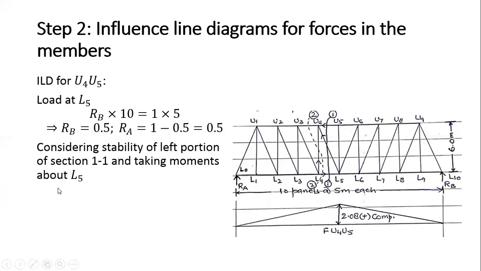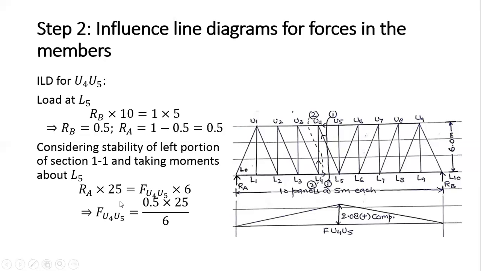Now after this, when the load is acting at 5, I have to consider the stability of the left portion 1, 1. When the load is here, I have to take the moment about L5. So RA into this distance, which is 25 here. Every distance from here is 5 meter, 5 meter, 10, 15, 20, and then 25. So RA into 25, this is your clockwise. So this force F U4 U5 will be in the anti-clockwise direction, multiplied by this distance, that is your 6.